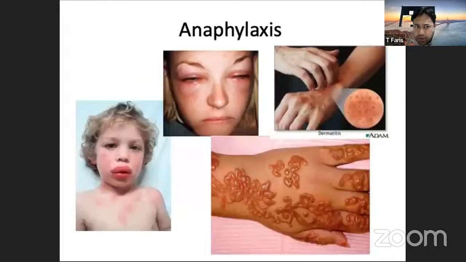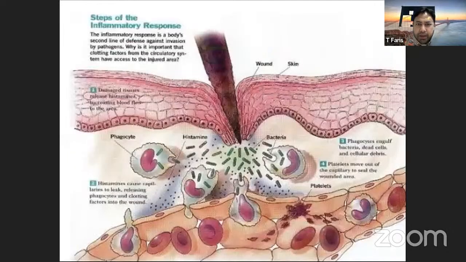I can give you some clinical images illustrating anaphylaxis. You can see the lips also become bigger or swollen. This is also one of the signs of inflammation, and you already learned this before in the inflammation class. I don't think I can go into details, but my focus today is to guide you through the immunological responses. Of course, the inflammatory response is part of this mechanism.